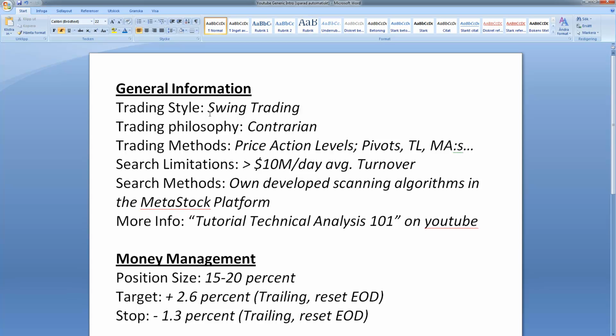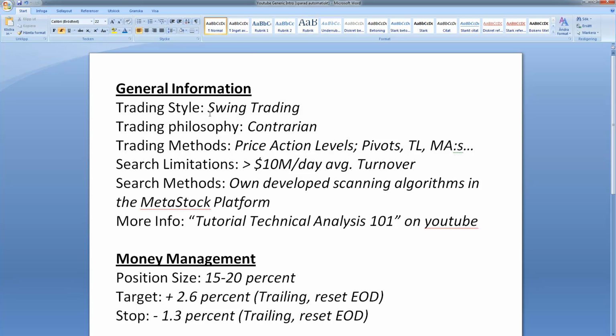I'm a swing trader. I use a contrarian style. My method comes from price action levels like pivots, trendlines, moving averages, Fibonacci levels, and gaps. My search limitation is that I'm only looking at stocks that have a daily average turnover of more than $10 million or the equivalent in pound sterling or euro. I built my own scanning algorithm in the MetaStock platform. That's how I find my setups. If you want to know more about price action levels and technical analysis, please watch my tutorial video on YouTube.